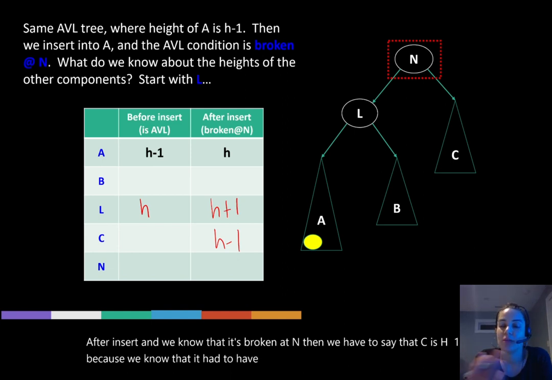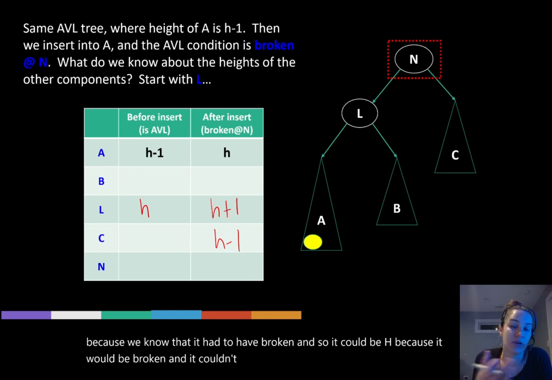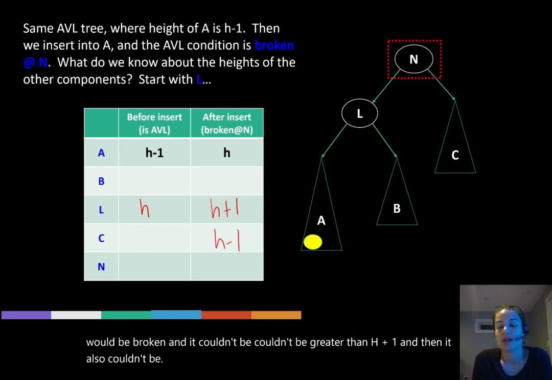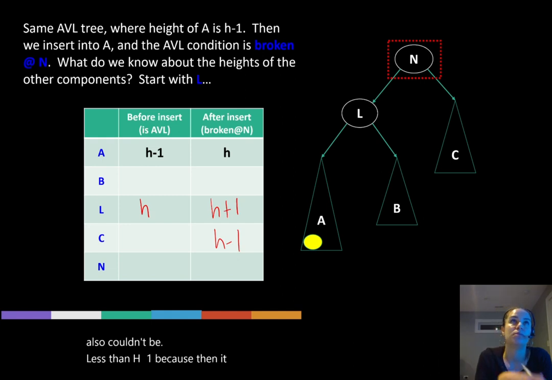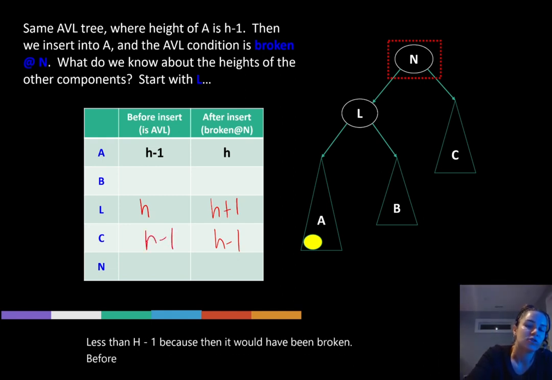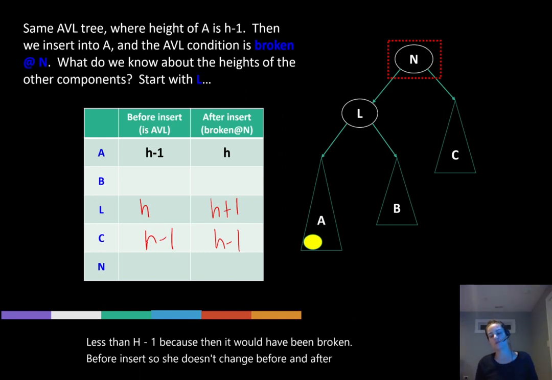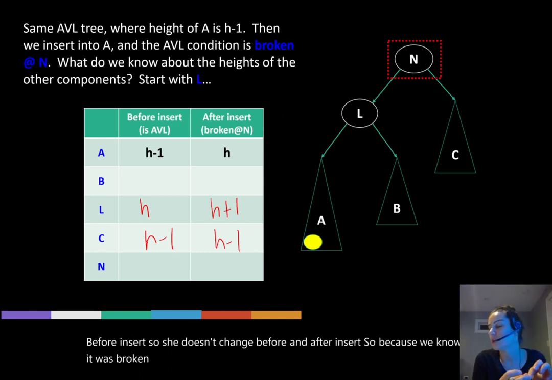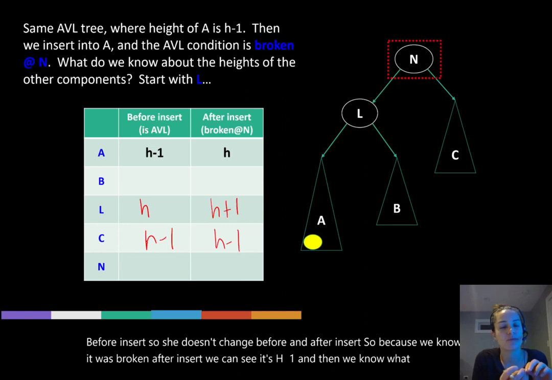And so it couldn't be h because then it wouldn't be broken, and it couldn't be greater than h plus 1, and then it also couldn't be less than h minus 1 because then it would have been broken before insert. So C doesn't change before and after insert, so because we know it was broken after insert, we can say it's h minus 1, and then we know what it is before insert as well.